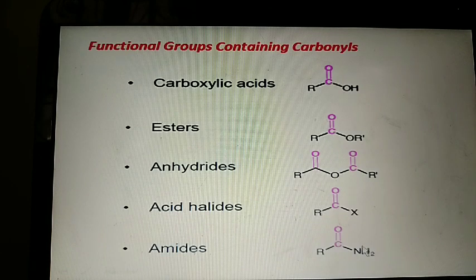You can see different kinds of organic compounds, and these are all the different functional groups we can come across in organic chemistry. You can find the carbonyl functional group present in each of these organic compounds. For example, carboxylic acids contain the same carbonyl functional group, esters have C=O, anhydrides have CO and CO, acid halides are like RCOX, and amide is RCONH2. You can replace these R groups, alkyl, by aryl, and we will get different functional groups or different compounds in organic chemistry.